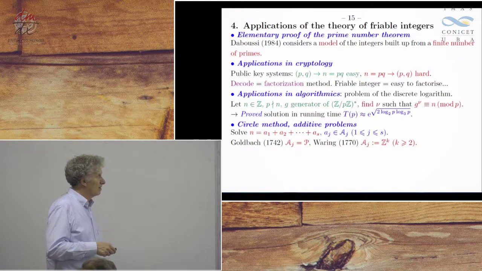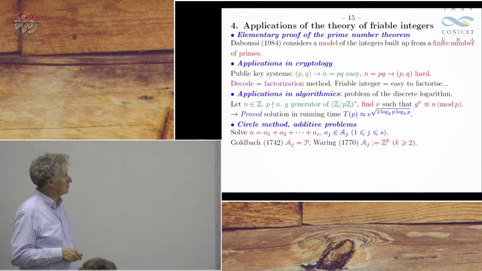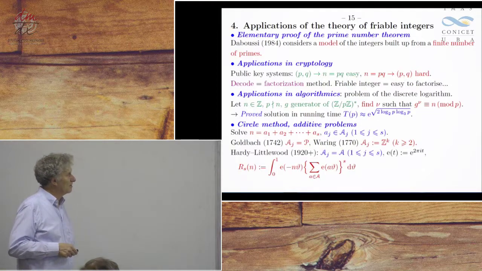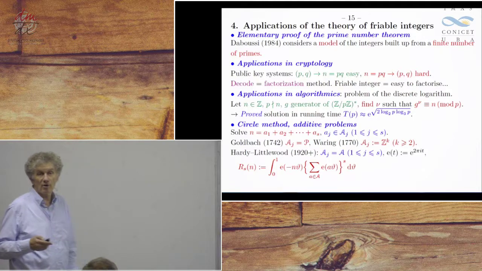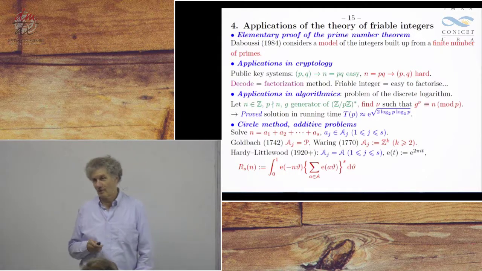Goldbach corresponds to the set being equal to the set of primes. Waring's problem, the set of k-th powers. And the method, which was devised by Hardy and Littlewood, consists of expressing the number of representations as an integral on the circle. So that's why it's called the circle method.